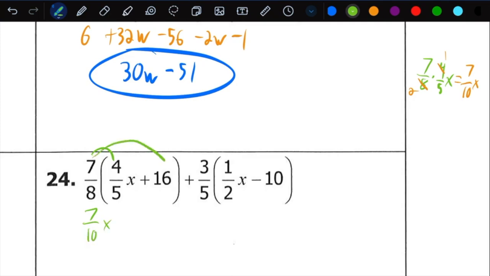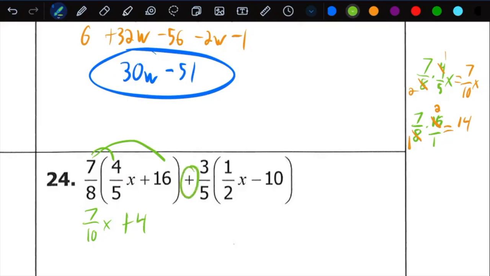7 over 8 times 16, so I'm going to write that off to the side again. Put 16 over 1, and 8 and 16, 8 goes into both. 8 goes into 8 once, and it goes into 16 twice. Multiplying straight across gives us 14 over 1, or just 14.